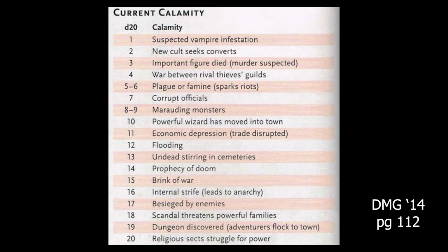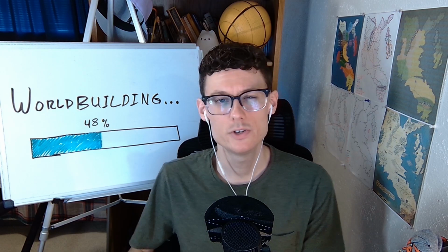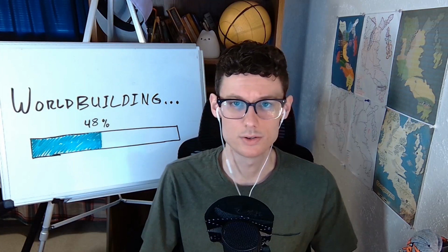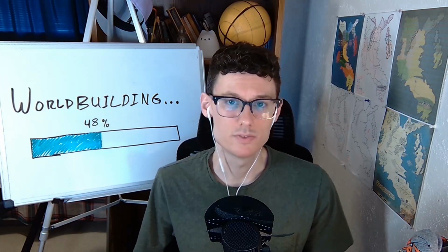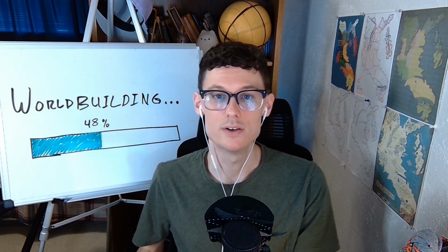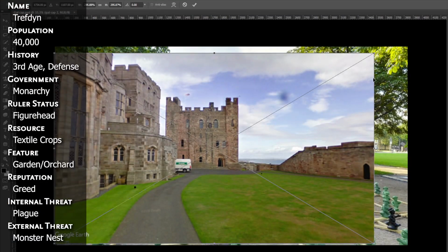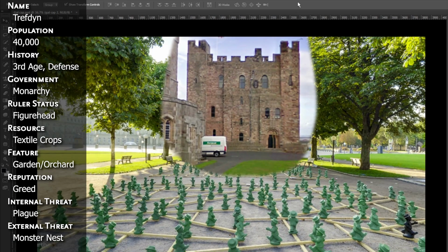Now our city needs an injection of drama. The DMG has a table called Current Calamity, which you could roll on, but I always liked the idea of a settlement having two concurrent threats, one internal and one external. So I chopped it up, added some spice, and created these two new tables. The differentiation between internal and external threats gives our city a nice balance of encounters. The internal threat is likely going to require some social interactions, while the external threat is likely going to require some good old-fashioned combat.